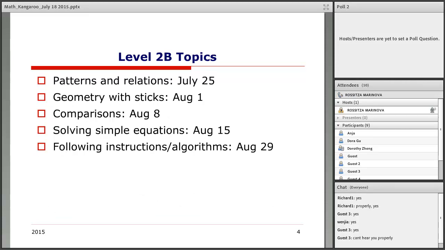Now, if you want to note down the dates for the level 2B topics, on July 25th, that is next Saturday, we will be going through some of the questions on the topic of patterns and relations.